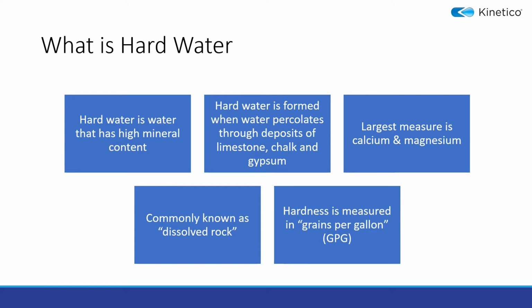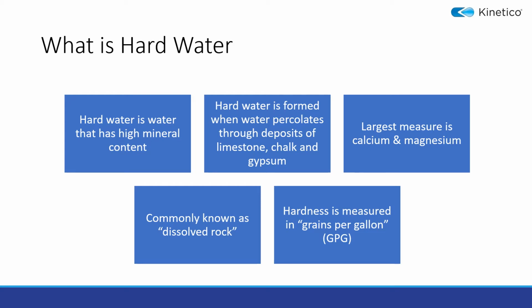Hard water occurs naturally. It is water with a high mineral content. It's formed when water percolates through deposits such as limestone, chalk, and gypsum. The largest measure in hard water is calcium and magnesium, commonly known as dissolved rock.